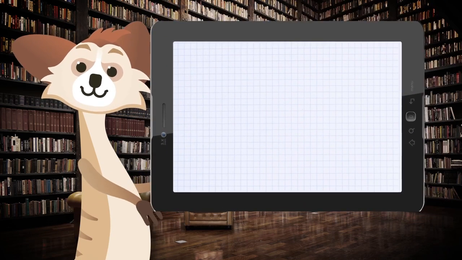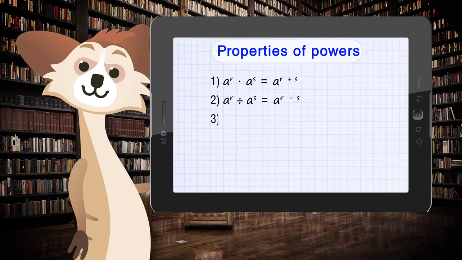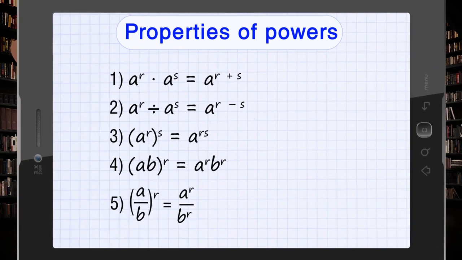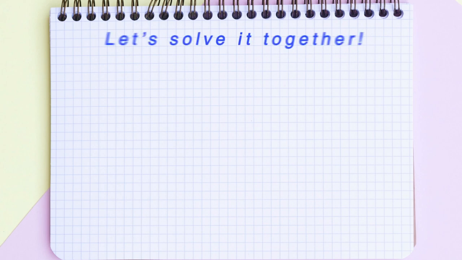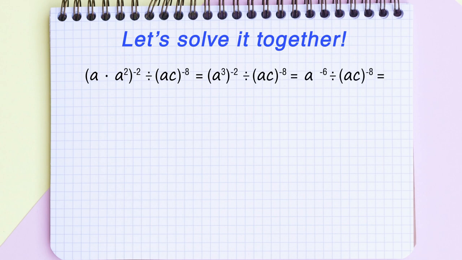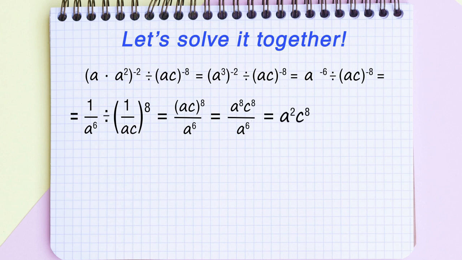All properties of powers with natural exponents are applied to powers with integer exponents as well. Namely, let's see how those properties are used to simplify expressions and find their values. Another example.